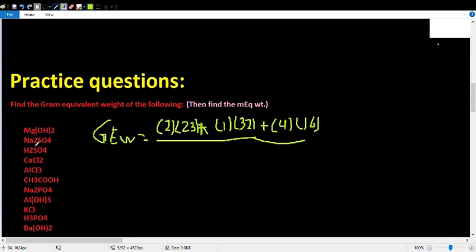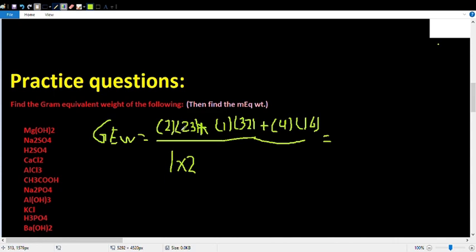Then let's move to the factor. What kind of compound is that? Is it a base, acid, or salt? This is a salt, so we get the positive valence. We know the valence of sodium is 1, but there are 2 sodium atoms here, so 1 times 2 will be equal to 2. So let's move on with the calculations.